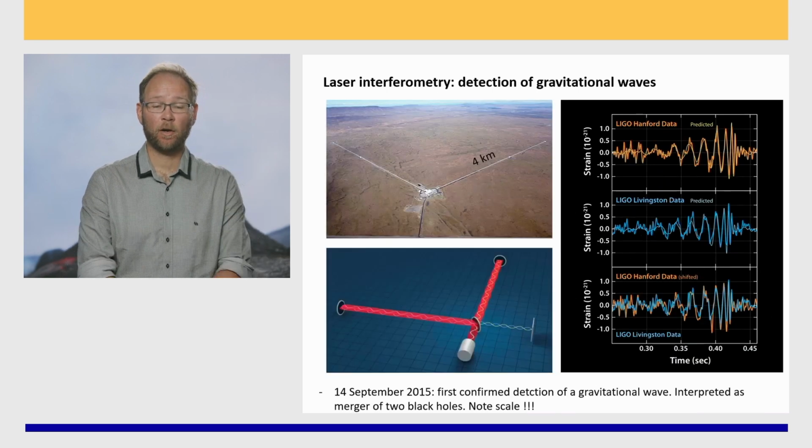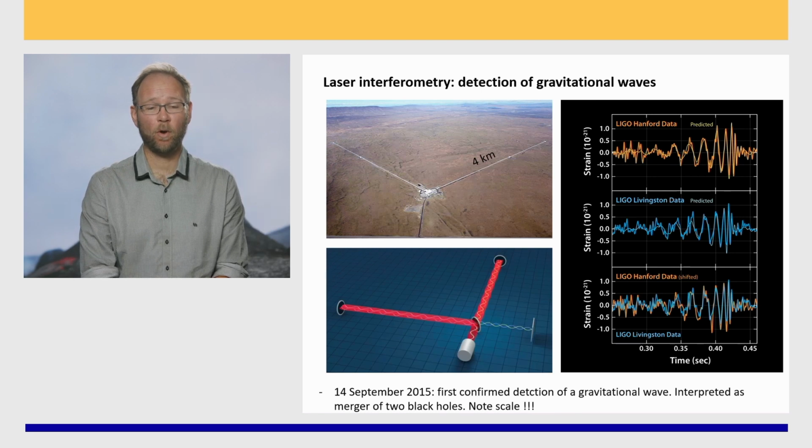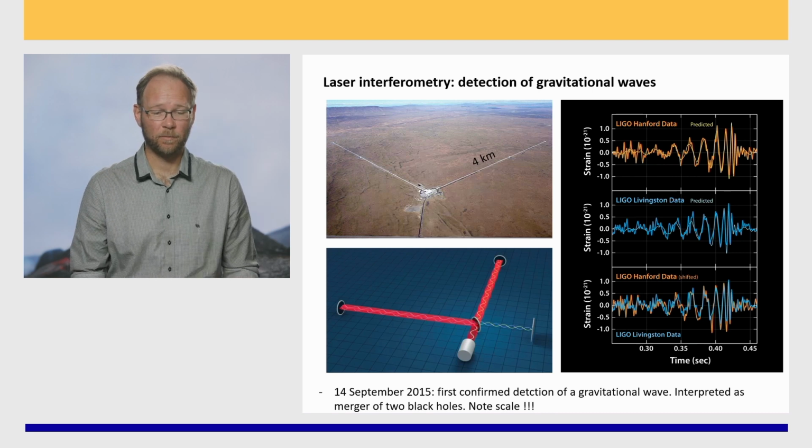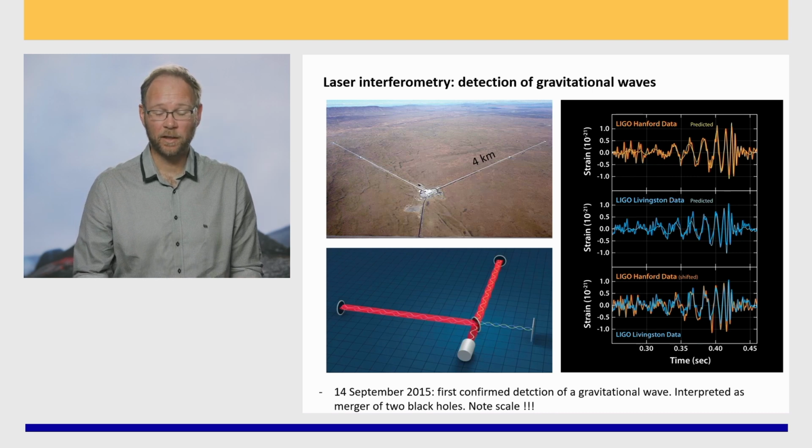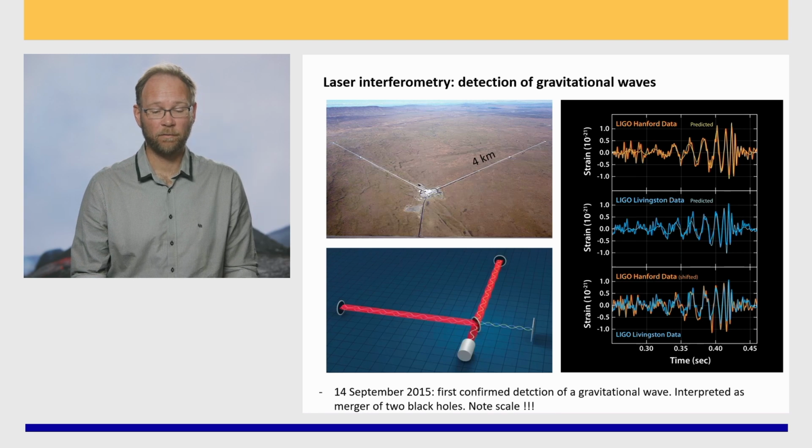So laser interferometry can also be used in different modes. Here's an example just from detection of gravitational waves from 2015. Very accurate, or precise, measurements with tiny amounts of strain, spanning a very short time. So this is basically deformation observations of gravitational waves, the first to be made.